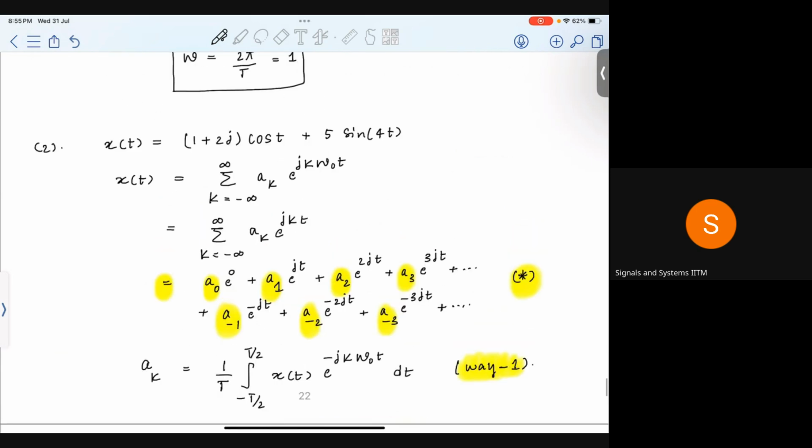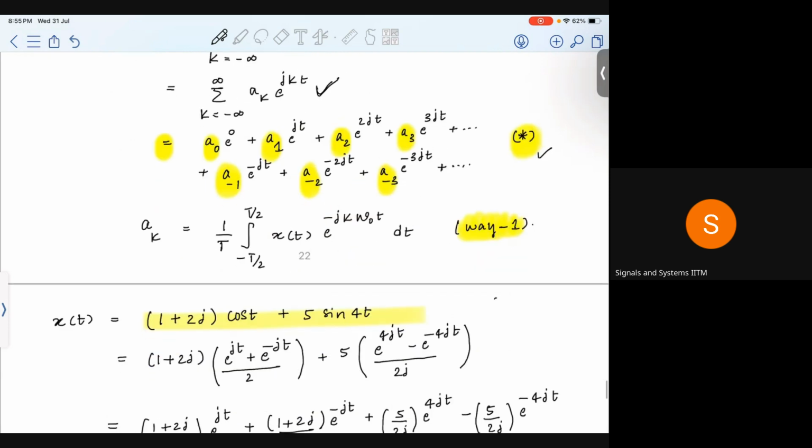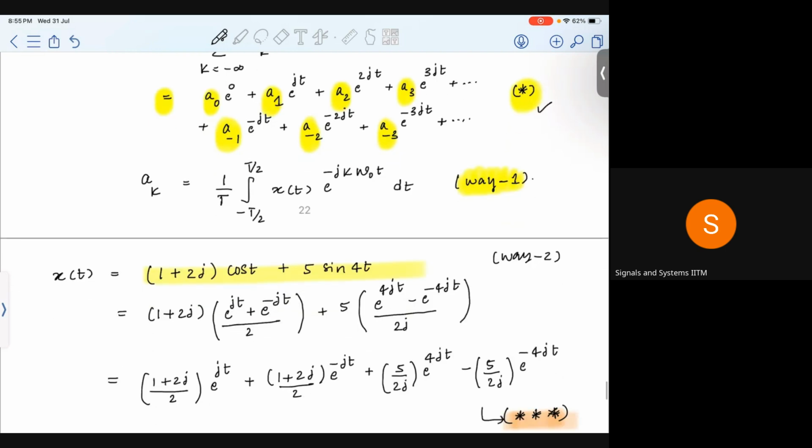This given signal is a periodic signal, hence it has this Fourier series representation. I just expanded out the Fourier series representation. You can either calculate the Fourier coefficients by calculating this integration, or another way is to try to write down the given signal in a different form. I'm not doing anything else, I'm just writing the given signal in a different form. When I write it in a different form, what I get is the sum of exponentials.